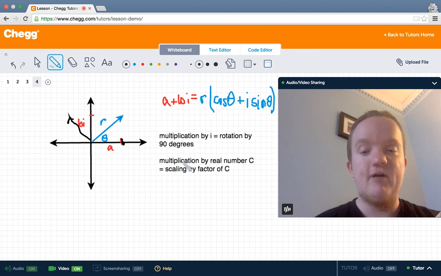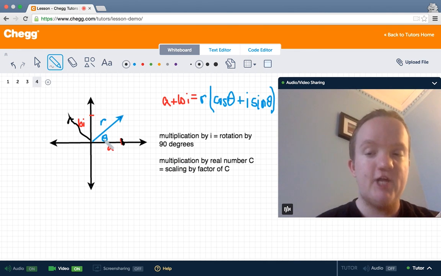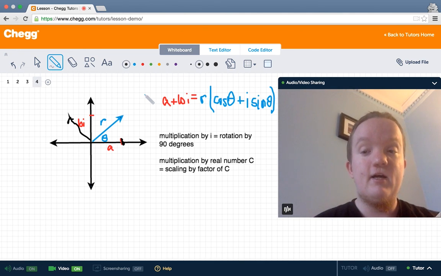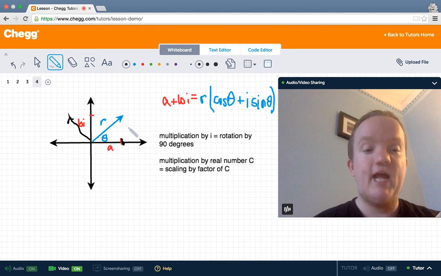If we multiply by a real number, as you can tell, we're not changing the theta value, we're only changing the value of the length. So this becomes, instead of a vector of length r, a vector in the same direction of length c times r. What this means, and this is really crucial, is that we can think of complex number arithmetic or algebra as a geometry where complex numbers are vectors, and multiplication by complex numbers is simply a rotation and a scaling.